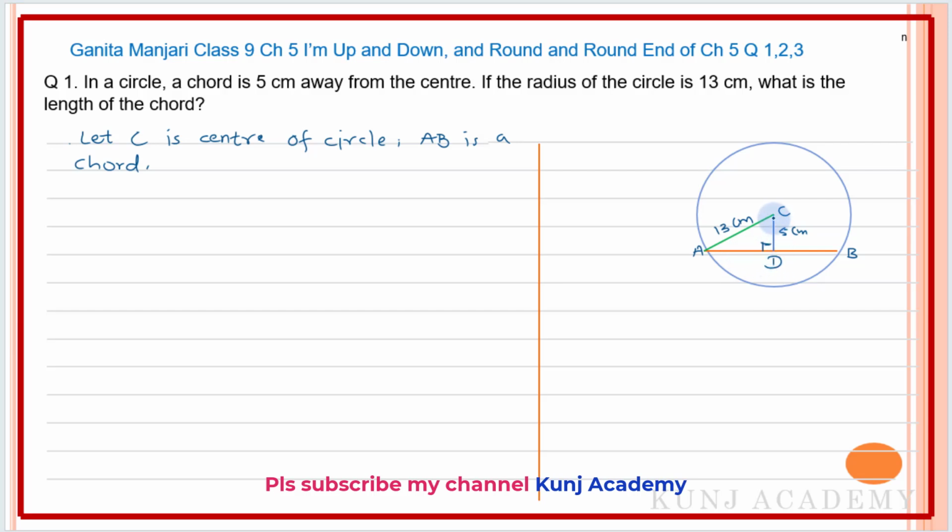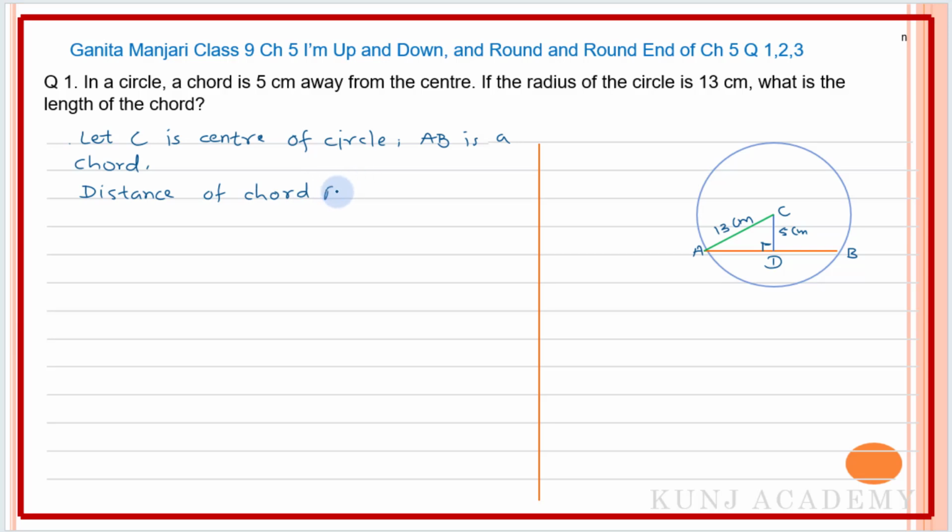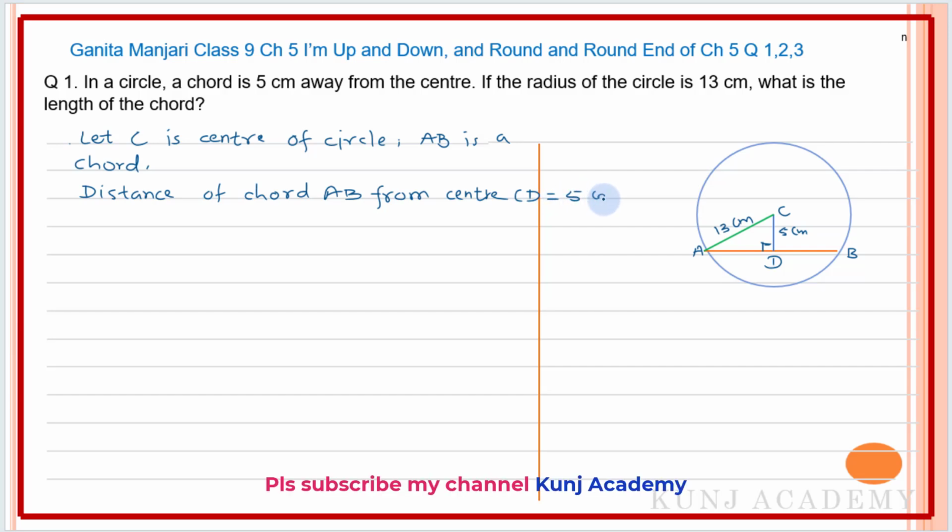Distance of the chord from the center, CD, is equal to 5 cm. Radius AC is equal to 13 cm. We have to find the length of the chord.